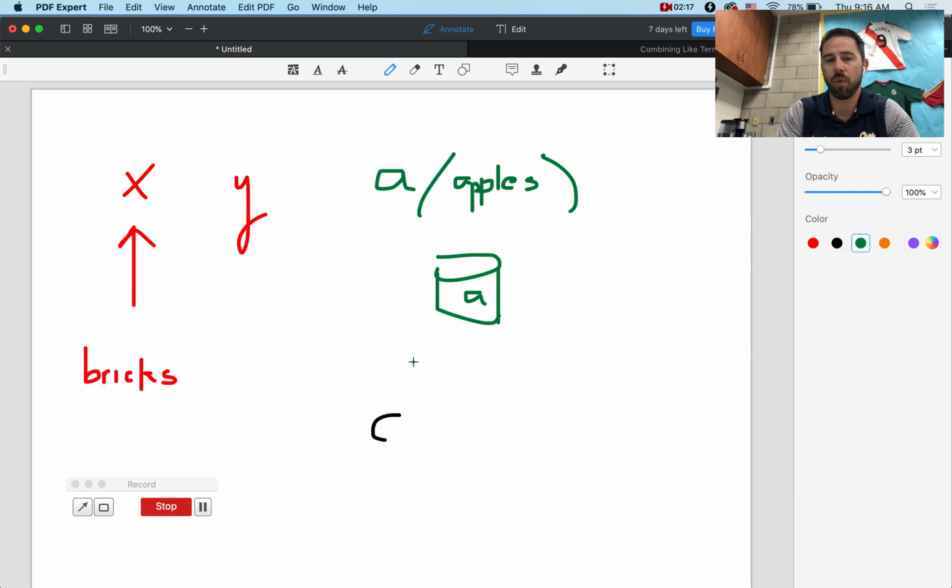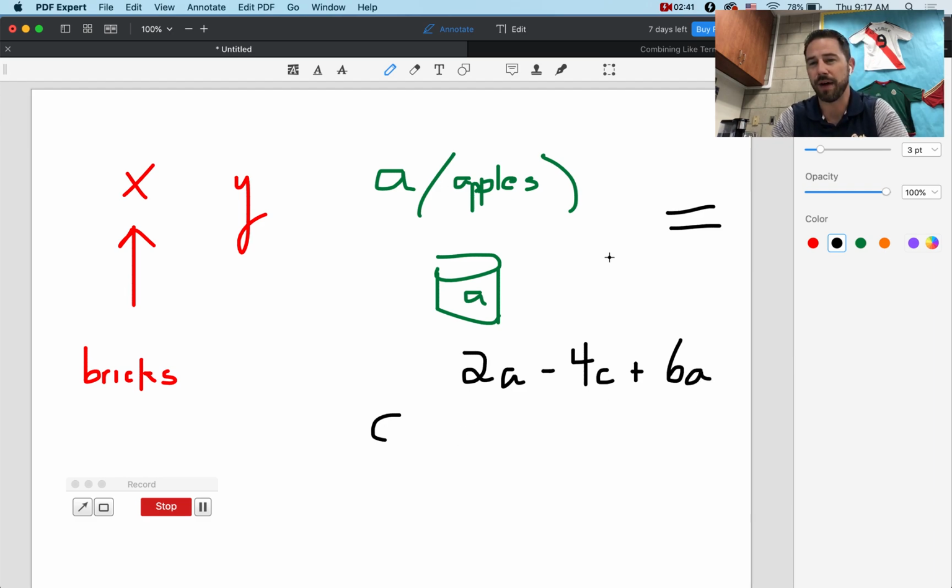Okay, so what if we have something here? Let me just show you. If you see an equation that looks like this, or actually, I'm going to say an expression, because equations have an equal sign and expressions don't. So if I said something like this, 2a minus 4c plus 6a, and I wanted you to simplify that.